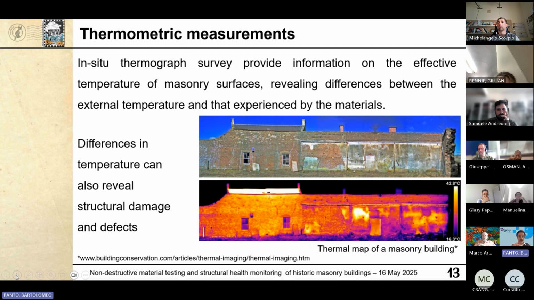Any difference of temperature between one part and another can be used to try to detect damage or defects or whatever. So they are largely used in in situ surveys for masonry, and not only buildings. Similar to other tests, they are very easy to perform, so very quick. In a very short time, you can survey the entire building.